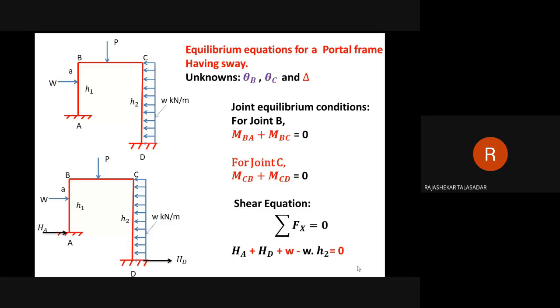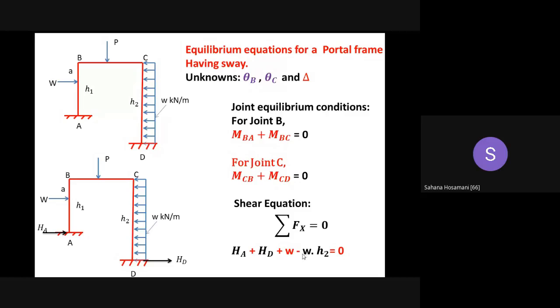So are you getting the idea here? This is the only additional equation you need to write for solving the sway problems. These two equations you have already written, hope you know it very well. And this equation you need to write. This is very simple. You are only taking the algebraic sum of the horizontal forces acting on the frame and equating it to 0. Yes, any doubt over here?